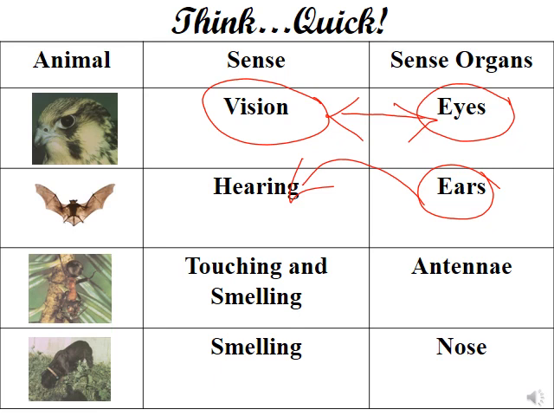So always the organs are called the sense organs. For example, the eyes are the sense organ. What do we call the sense? It's called vision. While the ears are the sense organ, what do we call the sense? It's hearing. The ant uses the antenna for smelling and touching.